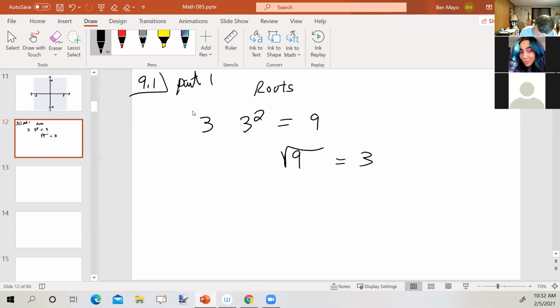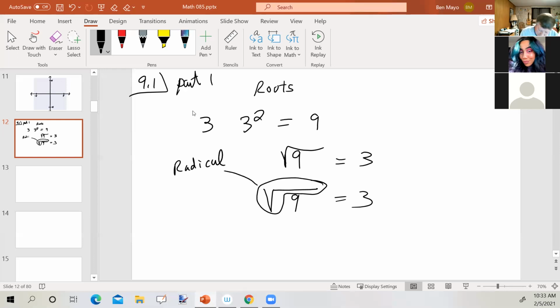Let me see if I can write that a little bit better. Okay. The square root of 9 is 3. There are some names that we need to become familiar with, vocabulary. This thing right there is called a radical. The quantity inside the radical is called the radicand. Okay. A radical is a grouping symbol. So it groups everything inside separate from everything outside.